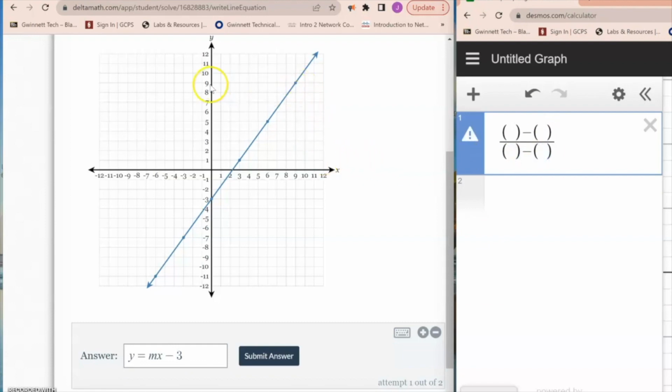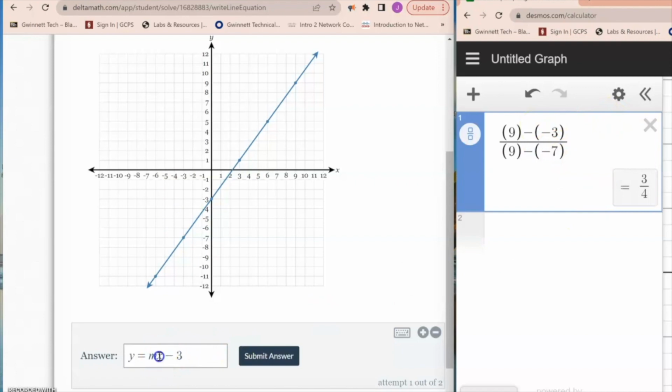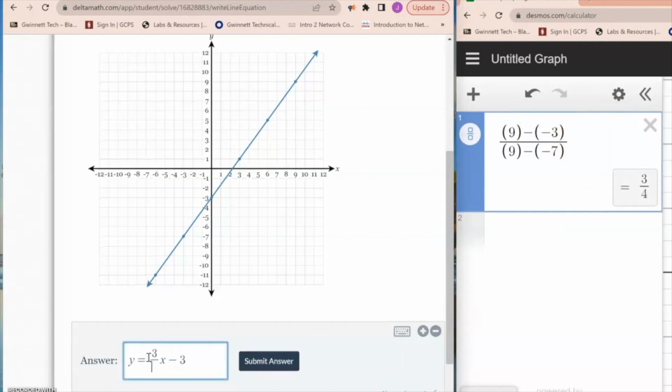All right, pick a point. 9 goes with 9. Okay, so 9 goes with 9. So y on the top, x on the bottom. Here's another one. -3 goes with -7. -3 goes with -7. So my m is 3 divided by 4.